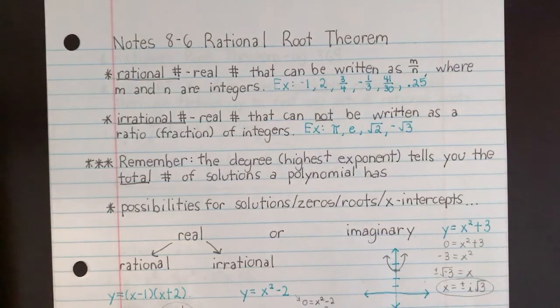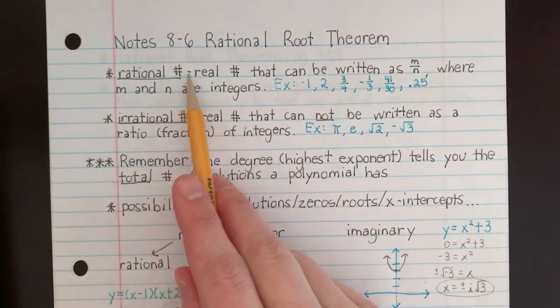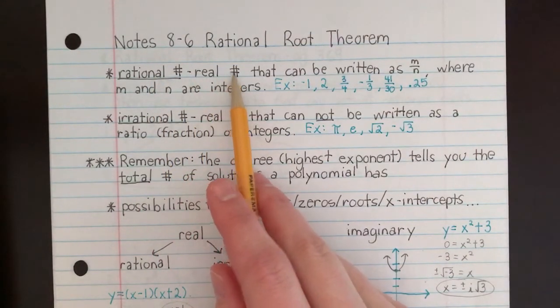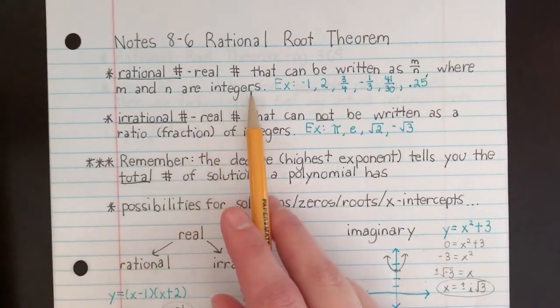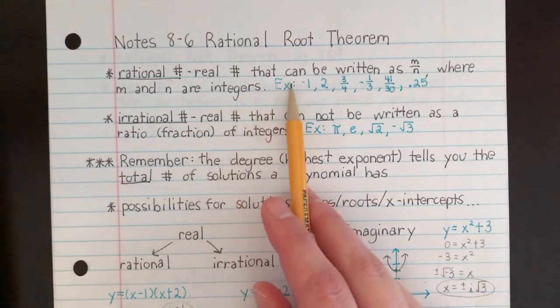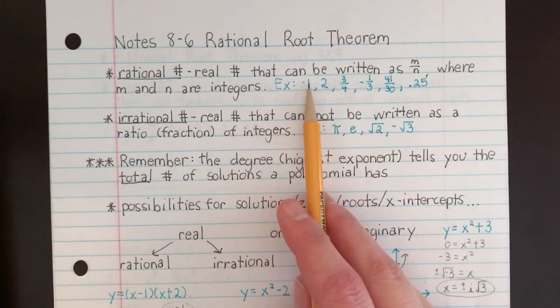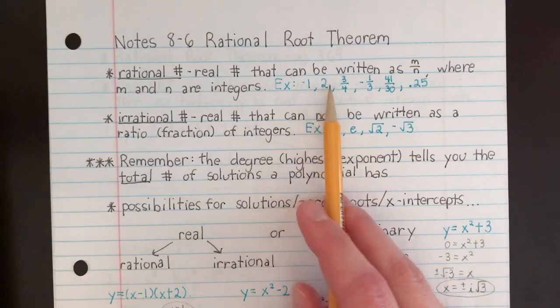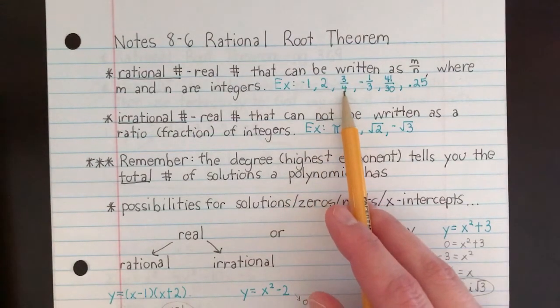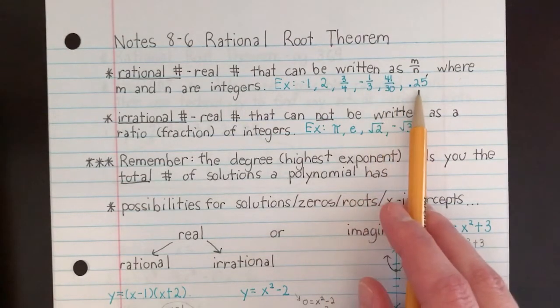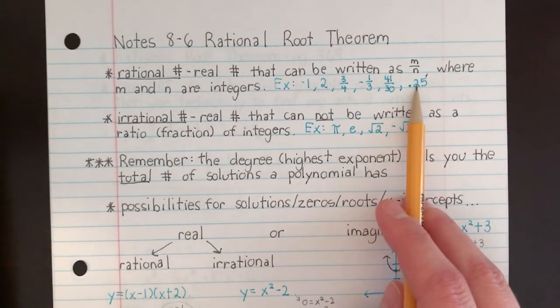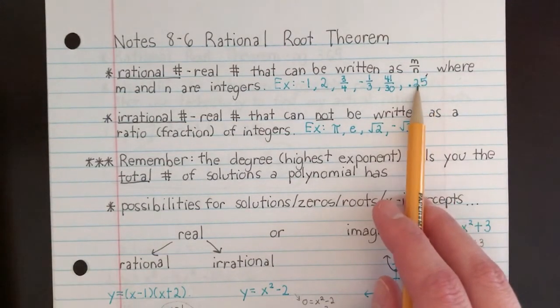Today we're looking at Notes 8-6, Rational Root Theorem. So I want to remind you, a rational number is a real number, not imaginary, that can be written as m over n, where m and n are integers, basically whole numbers. For example, all of your negative whole numbers, all of your positive whole numbers, any whole number over another whole number that's either positive or negative, no matter how big or small, and even some decimals that can be rewritten as a whole number over a whole number, like 0.25 can be rewritten as 1/4.